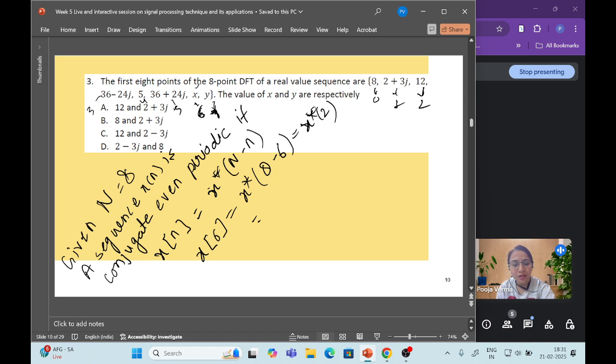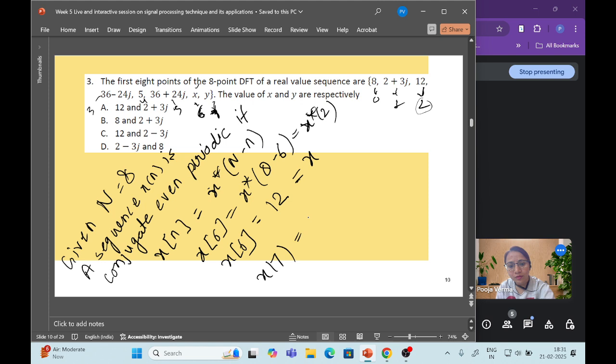Here the value at position 2 is 12. It is a real value only. If there were an imaginary part, it would be the opposite one, but it is real, so it will be 12 directly. So at position 6 we get 12, which is the value of x. Okay, so x we have got as 12. Now we have to calculate y, that means at the 7th position.